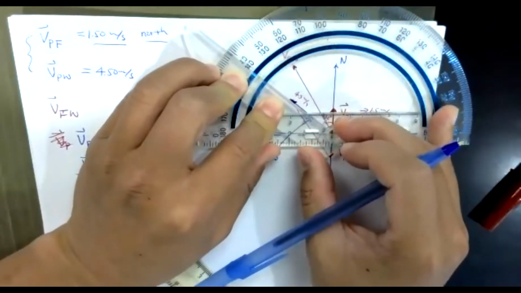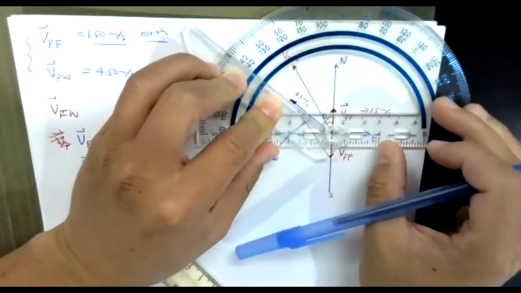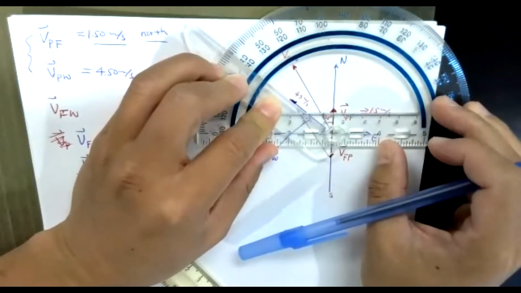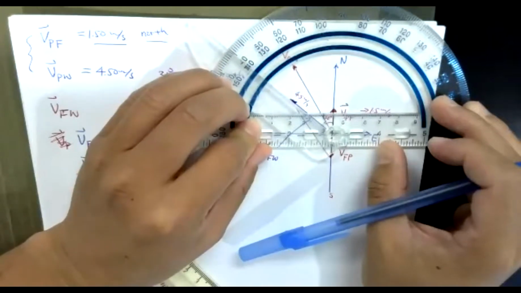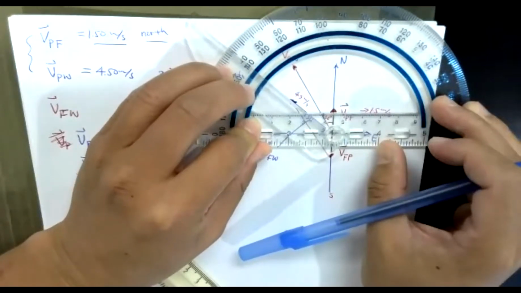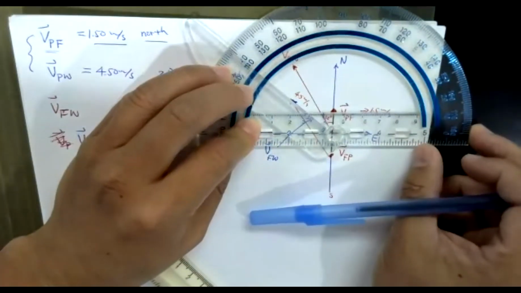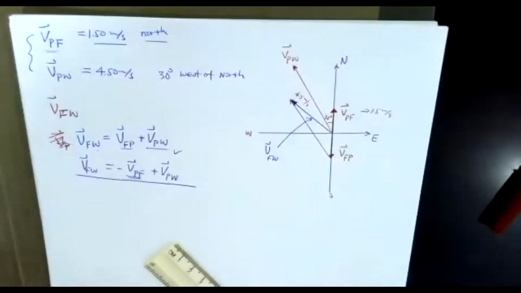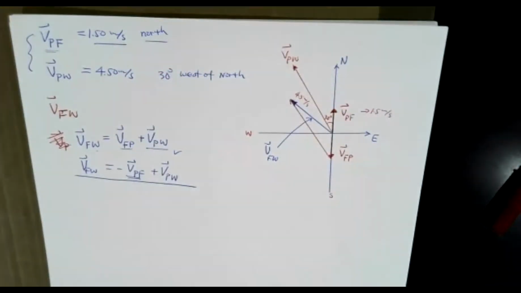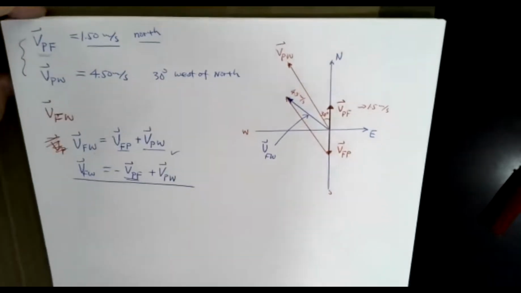For this one, it goes right up about 140, also. So we'll see the exact number. As I say, you can do the components way, and then you can do the triangle way.